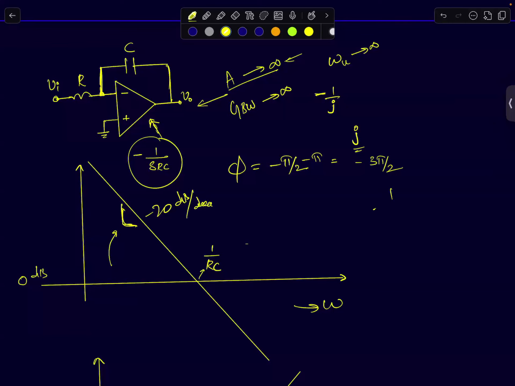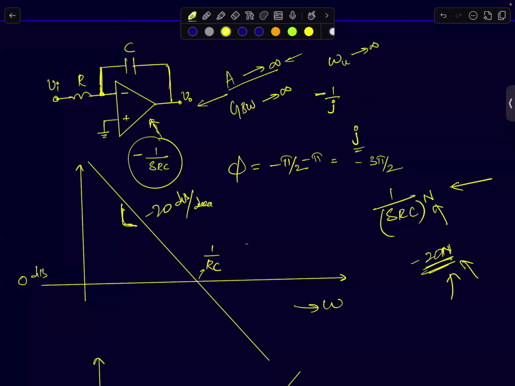So if I have a transfer function like this, 1 by SRC whole power N, and if I plot its Bode plot, what will be the slope with which the function will decrease? Minus 20n, that's it. So that's the advantage of log functions. Anything that's raised to a power will become linear in the log scale. So it will be minus 20n decibels per decade.